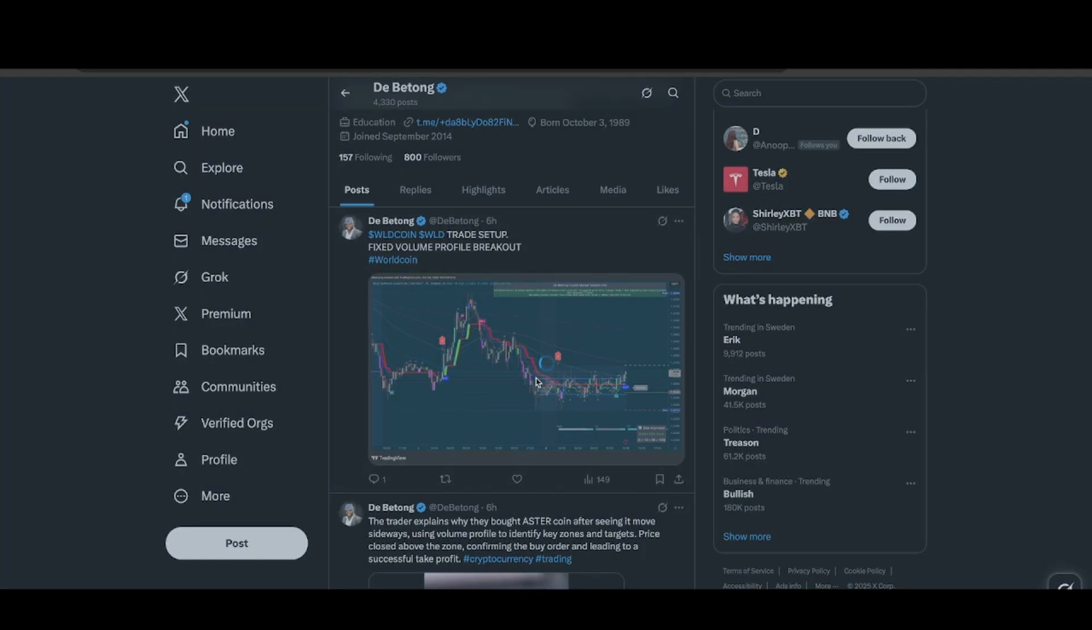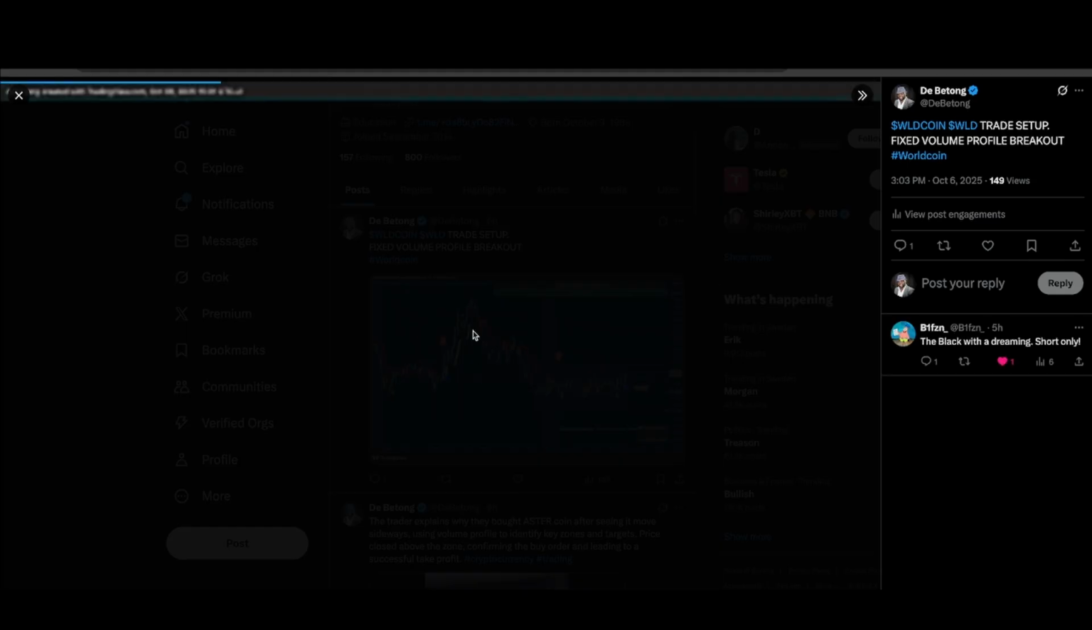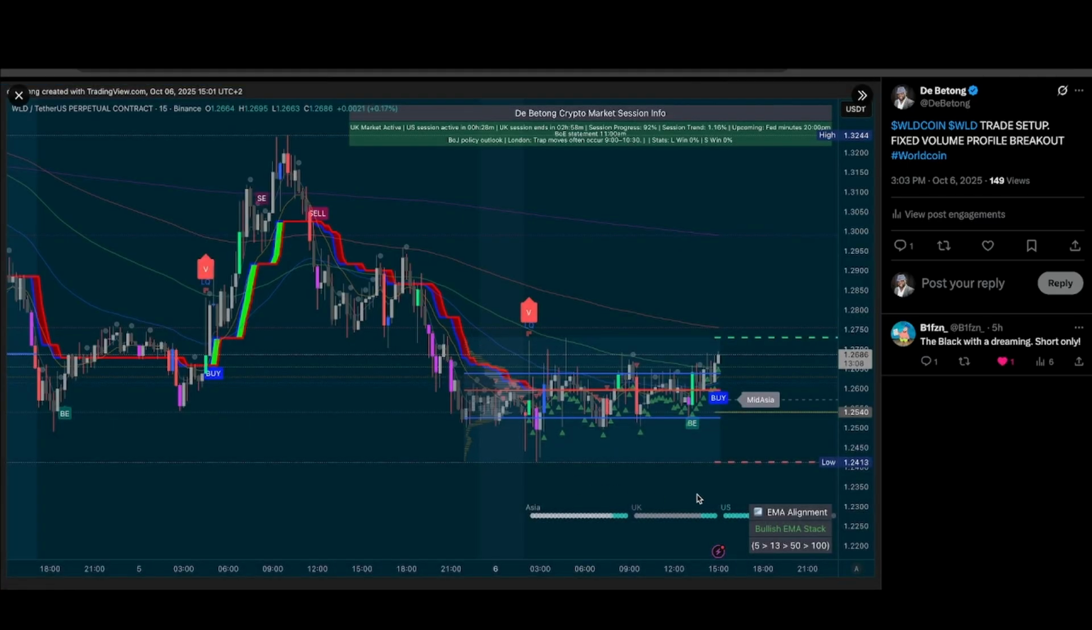This was a setup here on X. This is how it looks. I'm going to go right now and show you guys why I took this trade. This trade is based on the fixed volume profile strategy and also the alpha trend. Now, this was the setup. Okay, let's go to the chart. Let me show you guys how I came about this setup.